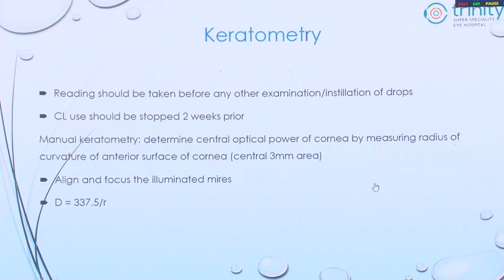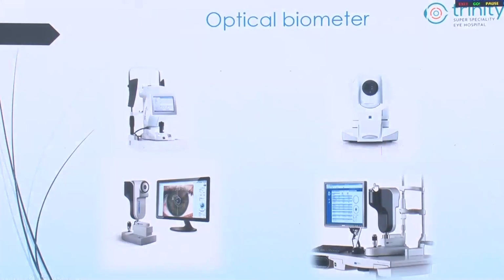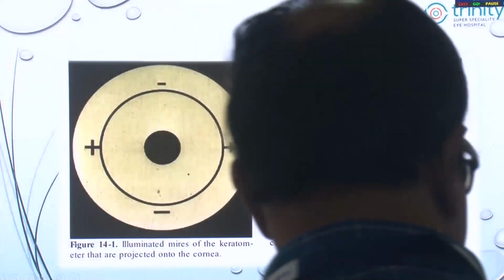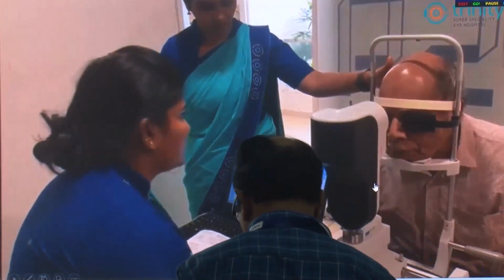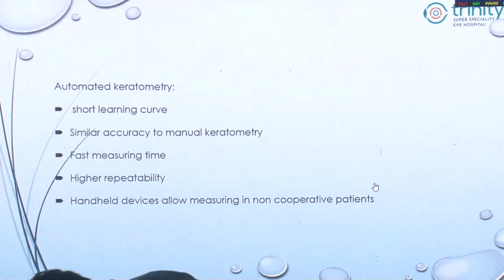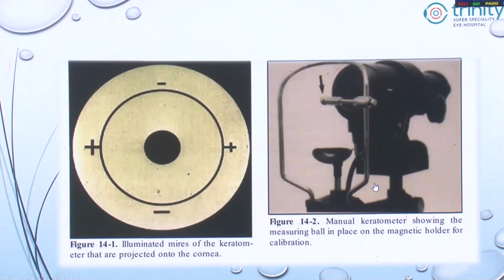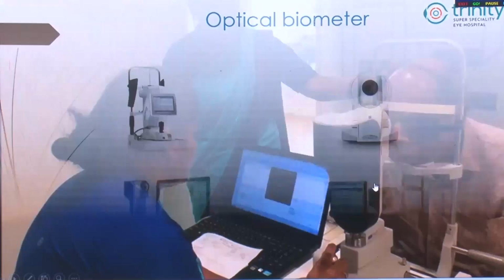So in ultrasound, keratometry cannot be done, so we do keratometry separately, and keratometry can be done with manual or automated. Most of us have shifted to automated. These are the old manual ones. We have to align the mires, and then we have to take the reading.